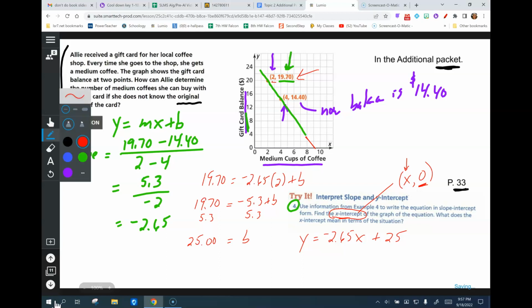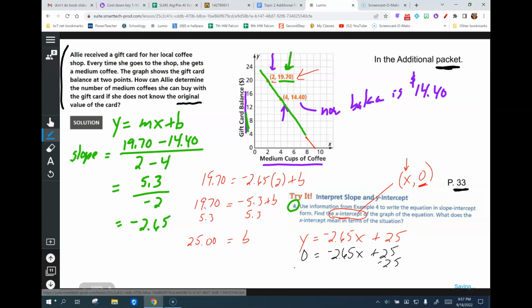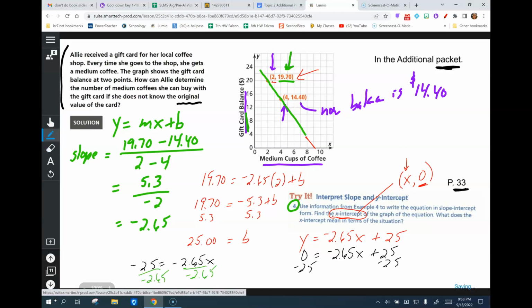So here we go. Let's plug it in. Y is 0. We don't know x. We're going to have to solve for x. So let's subtract 25 from both sides. Sorry, I'm running out of room, so I'm going to jump over here. Negative 25 is equal to negative 2.65x. Divide by negative 2.65. They're both negative, so it's fine.